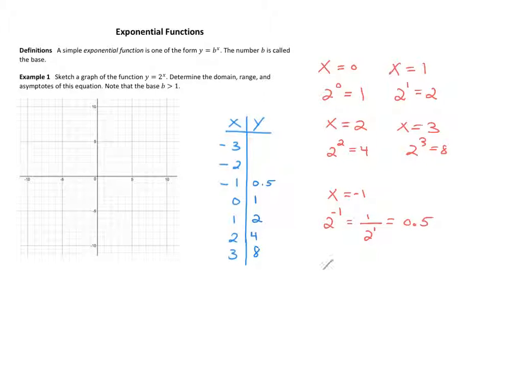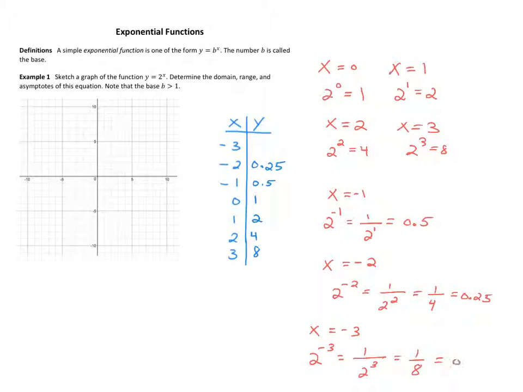We do the others. If x is equal to -2, that's 2 to the -2 power, which means 1 over 2 to the positive 2 power. That's a fourth, and as a decimal, that's 0.25. And the last one, x equals -3, is 2 to the -3rd power. That's 1 over 2 cubed, which is an eighth, and that's 0.125.